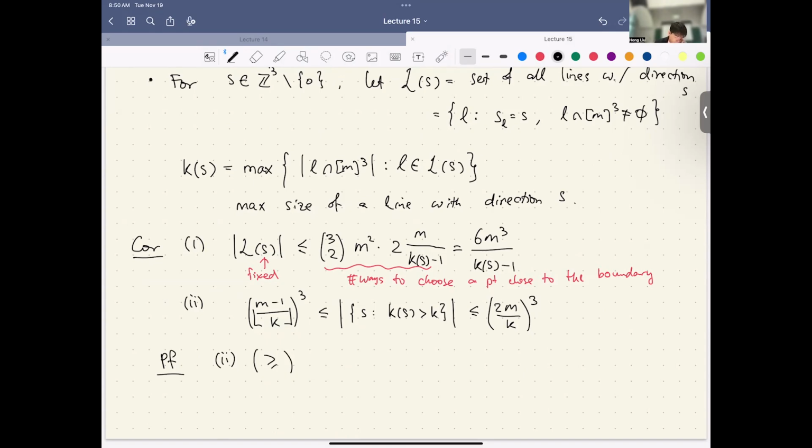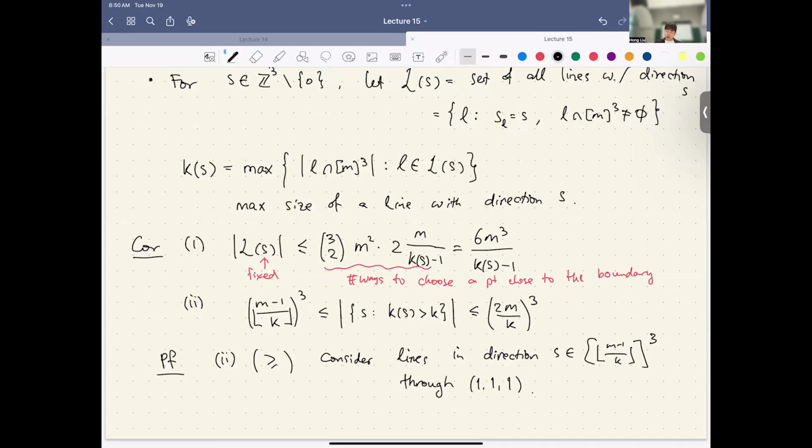For the lower bound, just consider lines in direction s, in this cube, through the, or here our origin of the cube is 0.111.